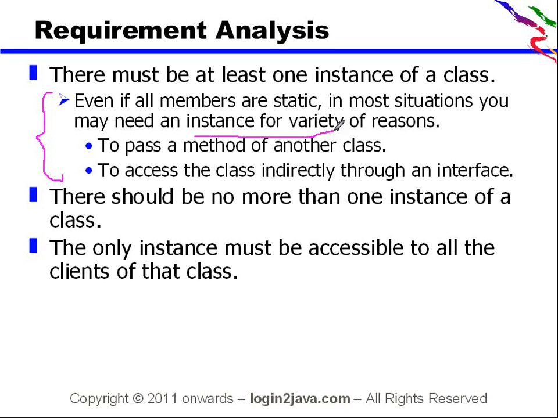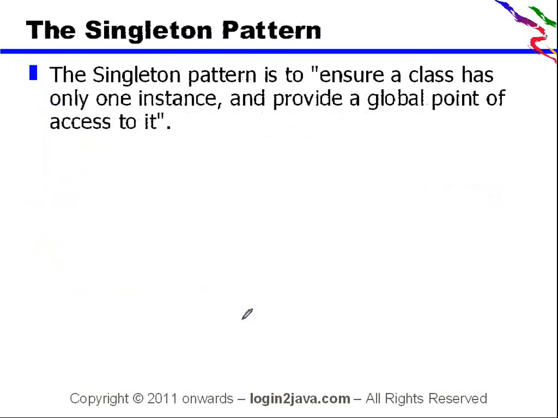We will see some examples. There should be no more than one instance of the class, and the only instance must be accessible to all the clients of the class. Now, clients. Client here means the module or the program that is using the singleton class. So client is the user program, user code of that particular singleton class.